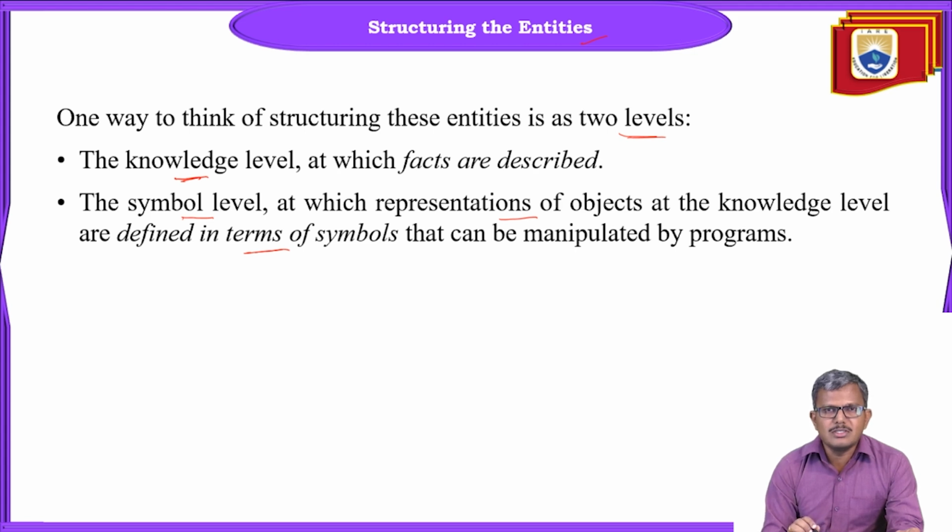I'm repeating the same statement once again. The objects and facts whatever we collected earlier and kept in the knowledge level are going to be represented by using certain symbols. What is the advantage of representing those things in symbol form? It will be very easy to manipulate. Manipulated by whom? By the programs. So the knowledge level is for humans to understand, and the symbolic level is for the AI programs.